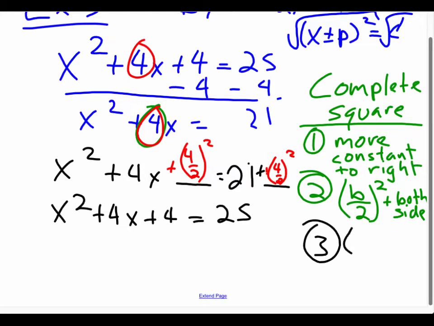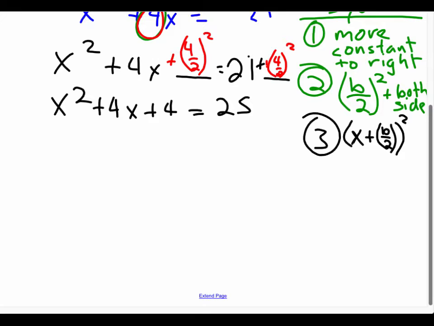You're going to end up with x plus, technically it would be plus, x plus b over 2, all squared. Okay, you're going to end up with that every single time if you do it this way. Now, what does that mean? This is actually x plus 2 squared equals 25.